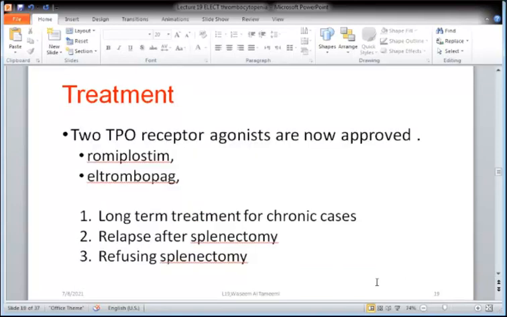Over the last 10 years there is a new modality of treatment that may come as a second line of treatment: thrombopoietin receptor agonists. One of them is romiplostim and the other is eltrombopag. Those are thrombopoietin receptor agonists indicated as a long-term treatment for chronic disease. If a patient did not benefit from steroid, did not benefit from splenectomy, and did not benefit from immunosuppressive treatment, I keep them on a thrombopoietin receptor agonist. Or if the patient relapsed after splenectomy, or the patient is refusing splenectomy.